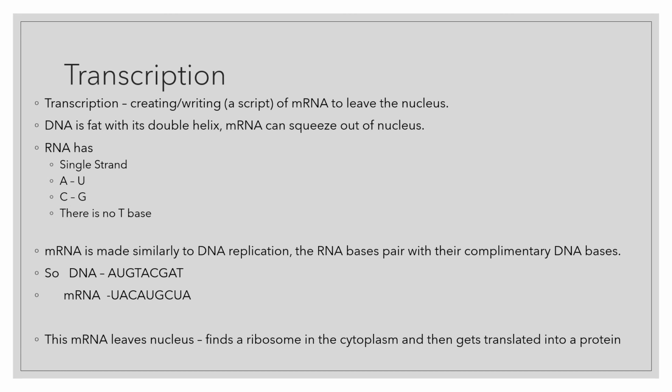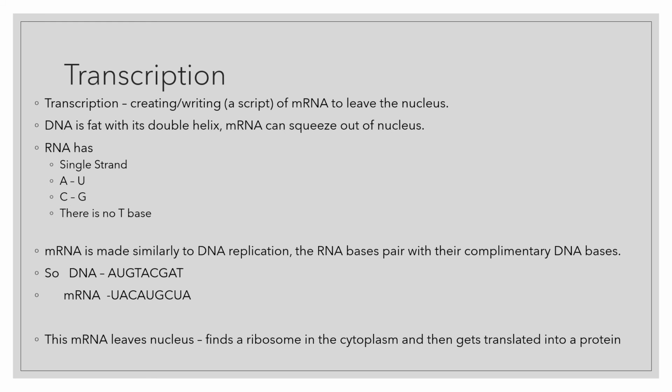The difference between RNA and DNA is that RNA is a single strand. Its A's actually pair with uracil, and its C's pair with G's. So there is no thymine in this. The T's are replaced with the U. So mRNA is made similarly to DNA replication. The RNA base pairs with their complementary DNA bases to make the mRNA strand.